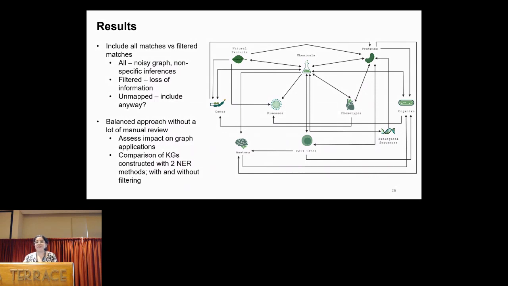And the result was that there's no perfect answer for how this would work. So we need a balanced approach without a lot of manual review. That would be our goal. And more importantly, we need to assess the impact of the named entity recognition system results on the different graph applications that we're using. We're still working on what that balanced approach would look like, but I hope that these examples of both a high-level overview and a more granular evaluation has helped make a case for why evaluation of these named entity recognition systems, specifically for knowledge graph construction, is important.